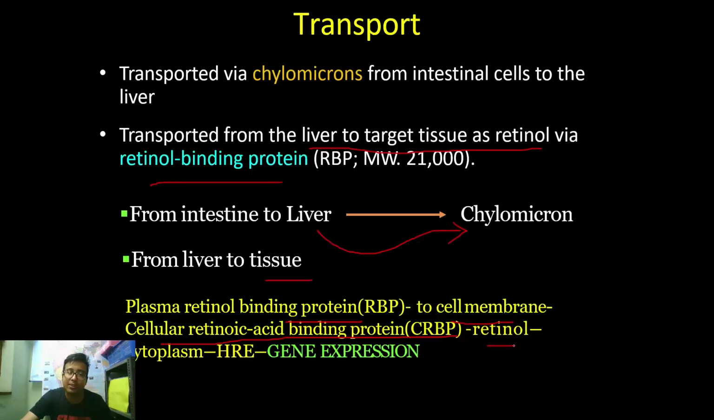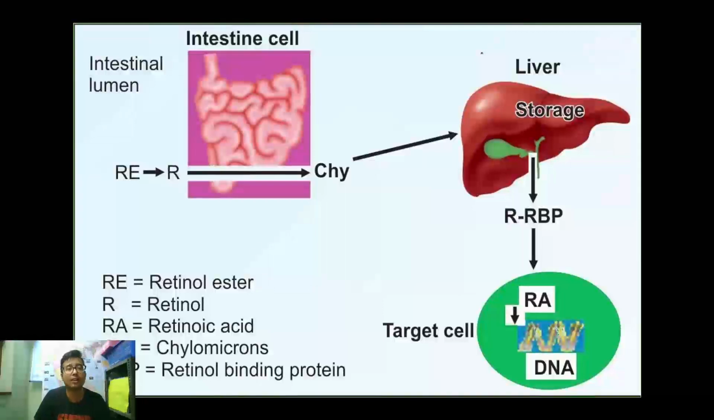So that retinol finally enters the cytoplasm, triggers the hormone responsive element, and then triggers the gene expression, and this is how the function happens. This is how vitamin A travels from the source to exert its function. So this is how you can see.